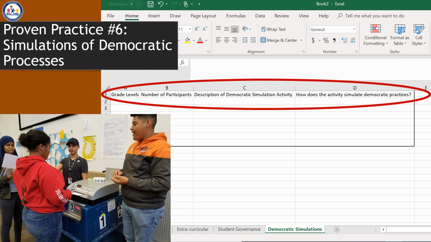For this last spreadsheet, complete the grade level of the students that participate in the simulation, the number of participants in the simulation, a careful description of the democratic simulation activity, and lastly, explain how this activity simulates the democratic processes. Again, this last portion is key to relate the processes to civic engagement. Fill all that out in your spreadsheet and then upload your spreadsheet to this portion of your application.